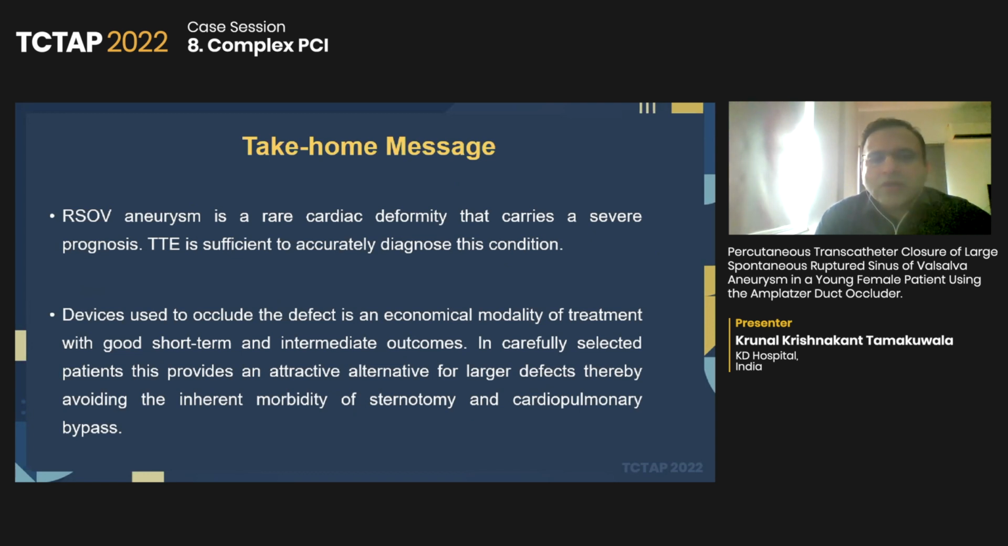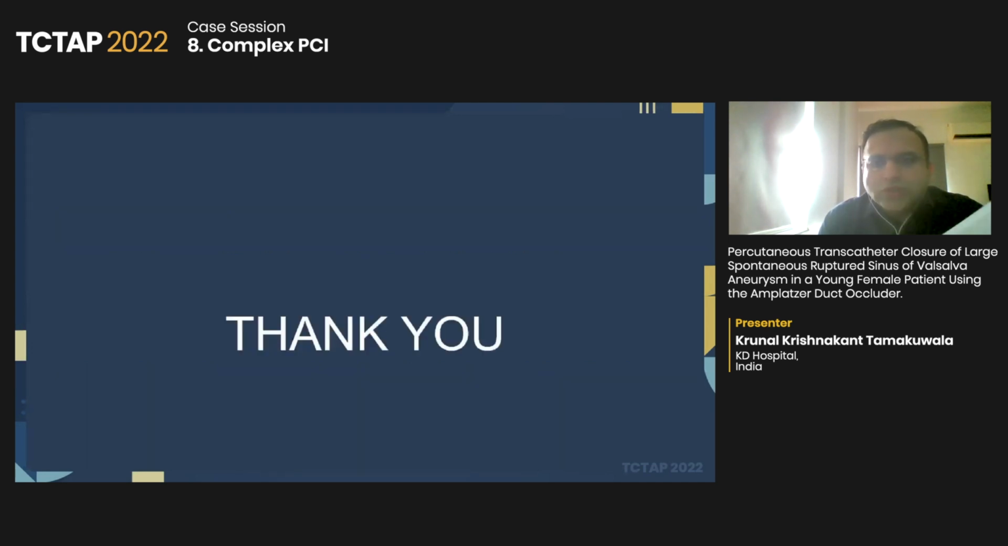RSOV aneurysm is a rare cardiac deformity that carries a severe prognosis. TTE is sufficient to diagnose the condition. A device is used to occlude the defect, an economical modality of treatment with good short-term and intermediate outcomes. In carefully selected patients, this provides an alternative for larger defects, thereby avoiding the inherent morbidity of sternotomy and cardiopulmonary bypass. Thank you very much.